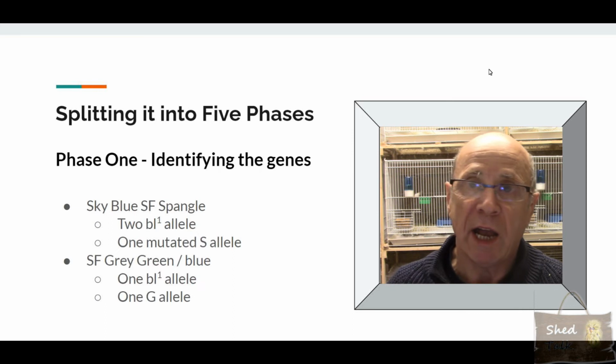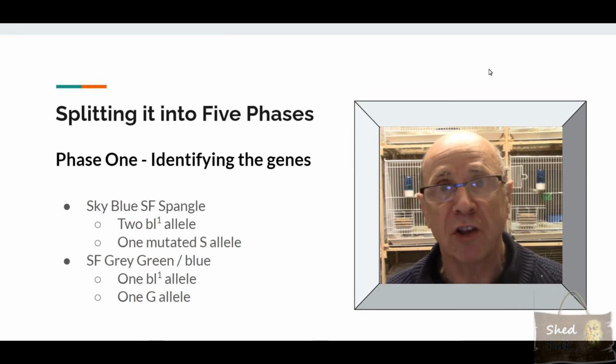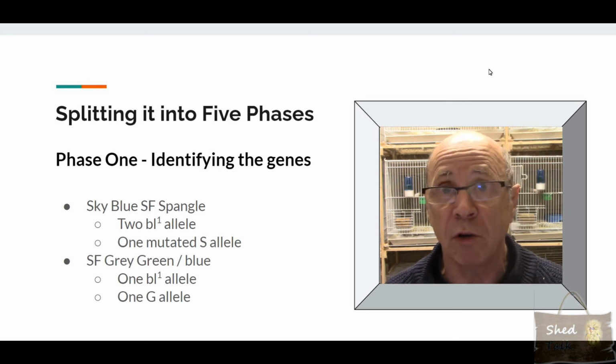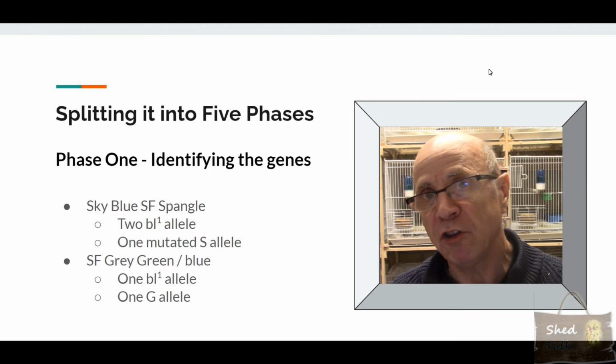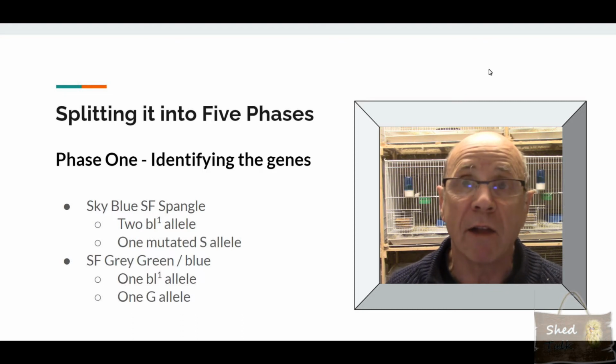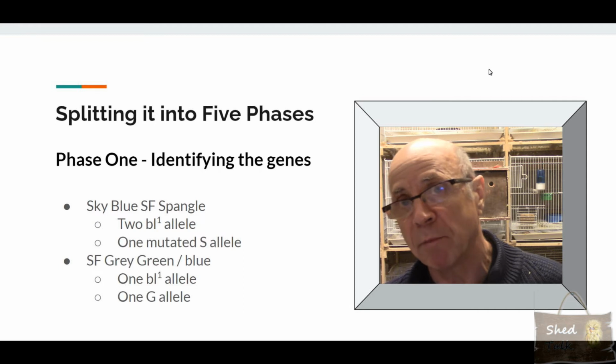So we also know that it's a single factor spangle, and as a single factor spangle it must contain a single mutated allele for the spangle variety. So those are the genes that we would need to look at for that particular bird, that sky blue single factor spangle. We will need to look at the blue gene, and we'll need to look at the spangle gene.